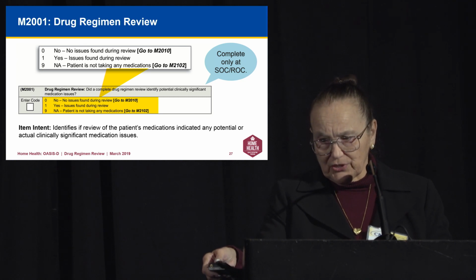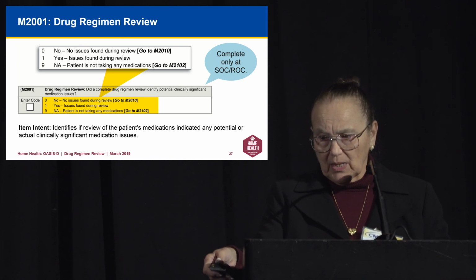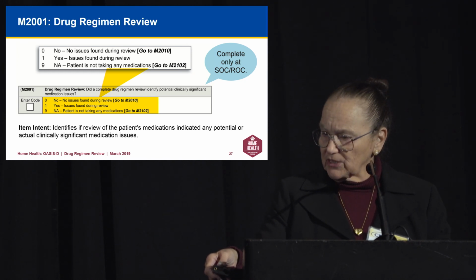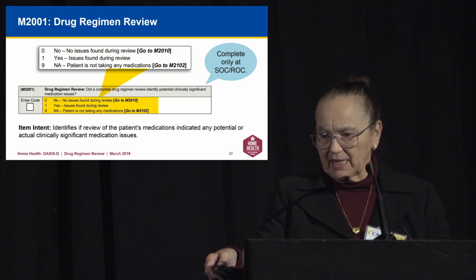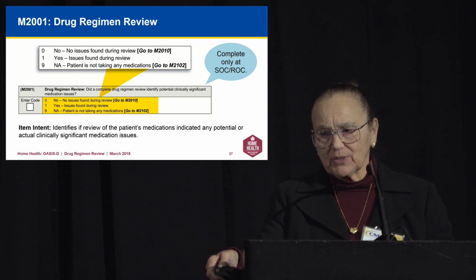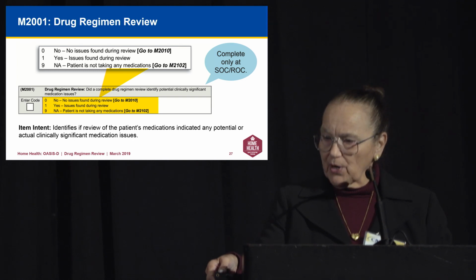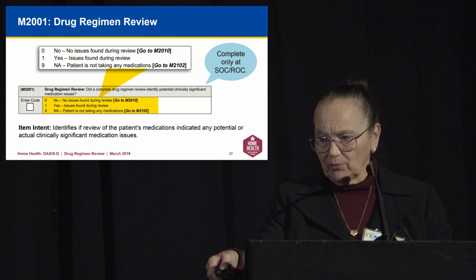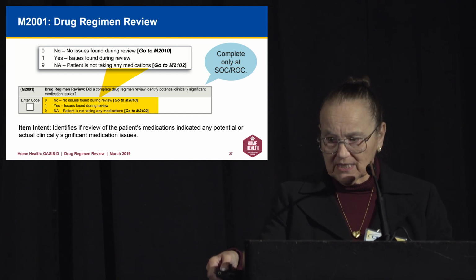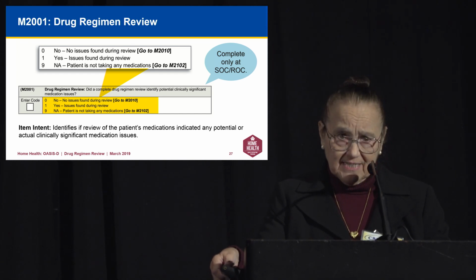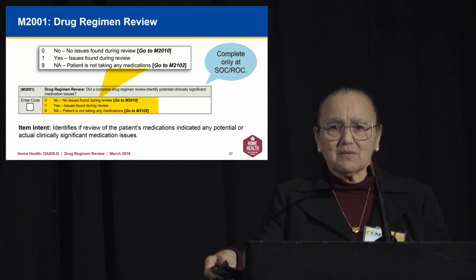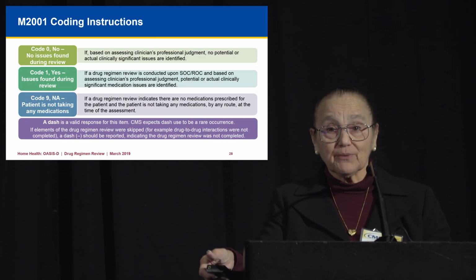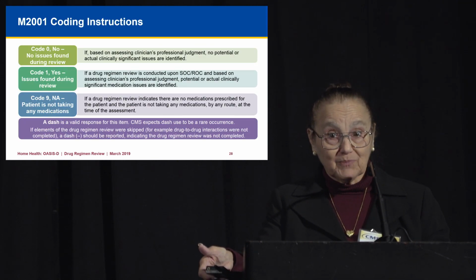Here's the question, 2001. Did a complete drug regimen review identify potential or actual clinically significant medication issues? You have three choices. No, there were no issues found during the review. Yes, issues were found during the review, or not applicable, the patient is not taking any medications. Now, how often does that happen? Most of them have a list that's 20 items long, right? And I'm not answering if anybody asks me what mine looks like. I'm going to take the fifth.